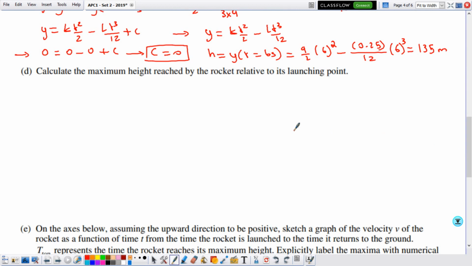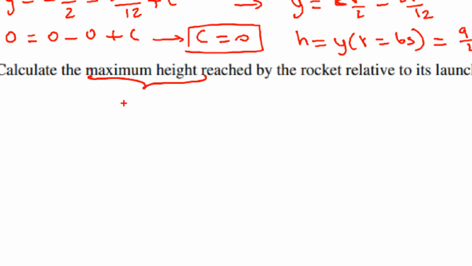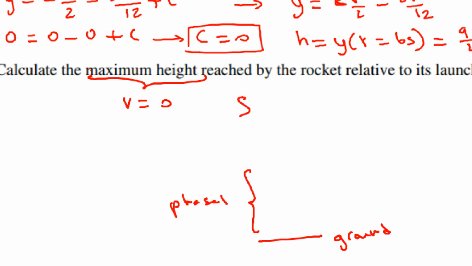Now in part D, we need to calculate the maximum height reached by the rocket relative to its launching point. Maximum height corresponds to when the speed is 0. Now remember, here we have two phases. So let's assume this is the ground, and here would be phase 1, and here would be phase 2.